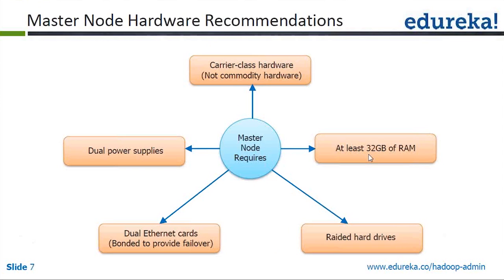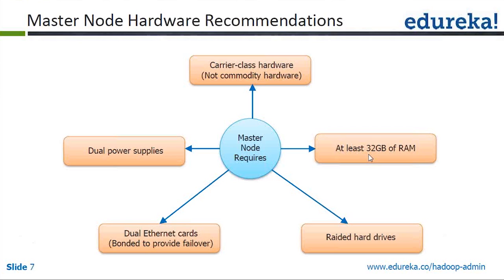Okay, so let's look into the master node hardware. The master node hardware needs to be enterprise-class hardware. It should not be commodity hardware. It should have a very good configuration with at least 32 gigs of RAM, RAID hard disks, dual Ethernet cards for failover, and a dual power supply for failover as well.